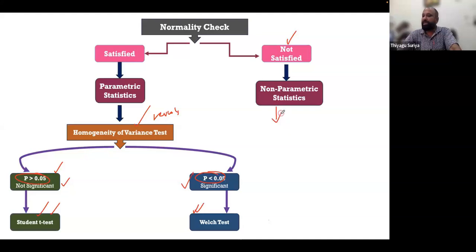What is the equivalent non-parametric statistic for the independent sample t-test? Any idea? What is it? Anyone? No, I'm talking about non-parametric.